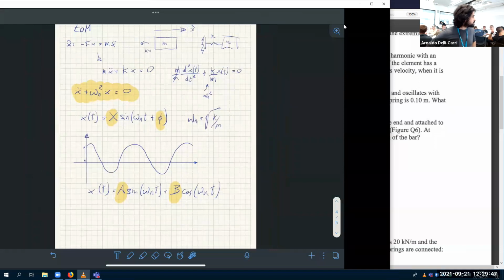Yes. Why is that there? Because you can write x of t like this or like this. You choose either this one or this one. It's omega n. Yes, omega n. Omega n is always this, square root of k over m. No, you don't need to worry about this one. This is just another way of writing it.